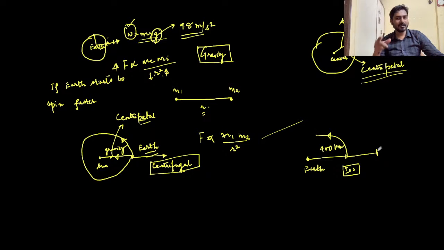The Moon takes 28 days, but this is taking just 90 minutes. Yes, it is revolving around Earth in just 90 minutes. Why? Because it is very close.